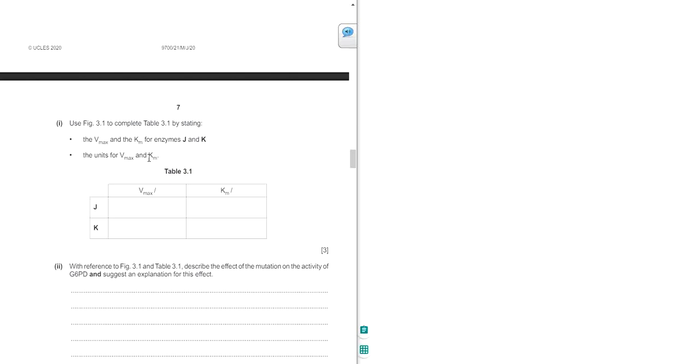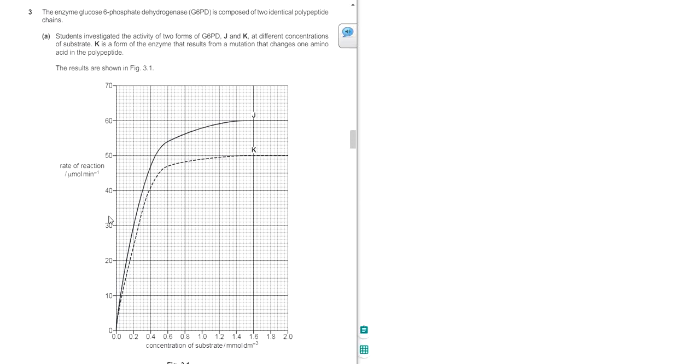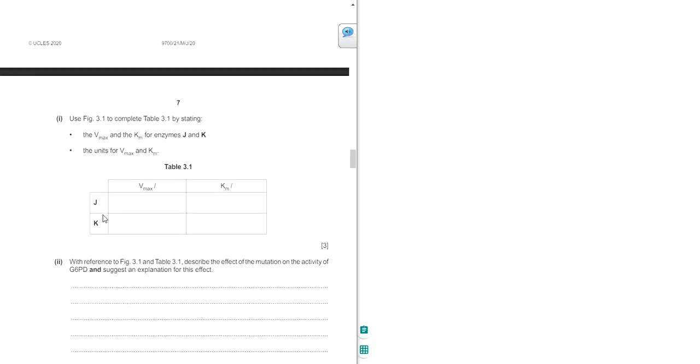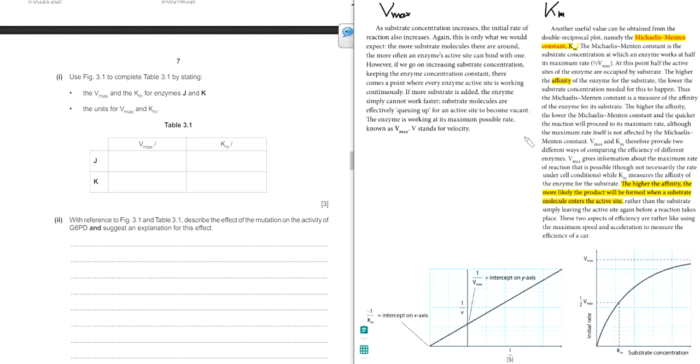Vmax stands for, not volume, the maximum velocity of the reaction, which means the highest possible rate of the reaction for a given enzyme concentration. Let's have a closer look at what this means, and Km as well. Km is the so-called Michaelis-Menten constant. So let's revise a little bit what these two variables stand for.